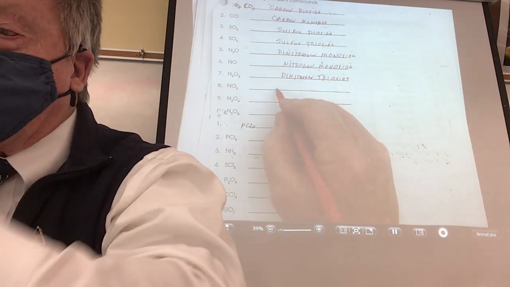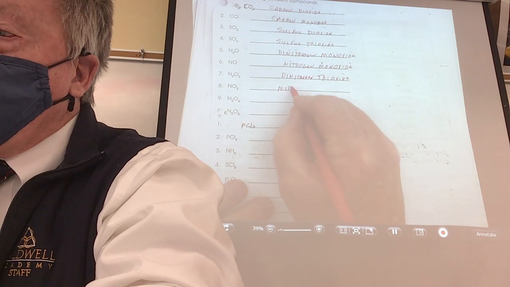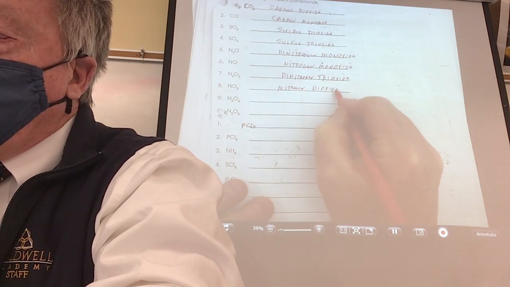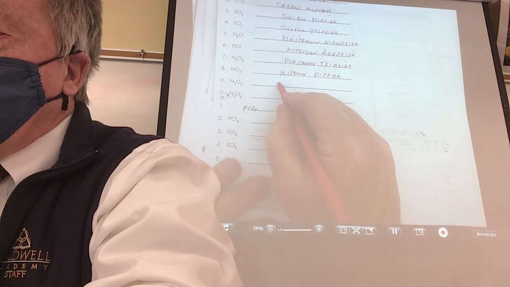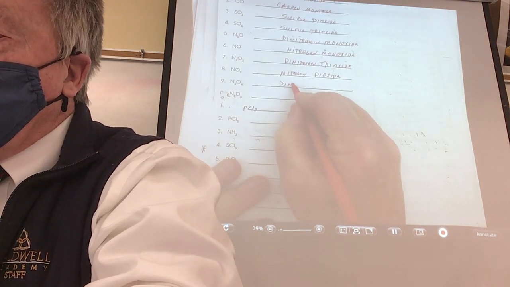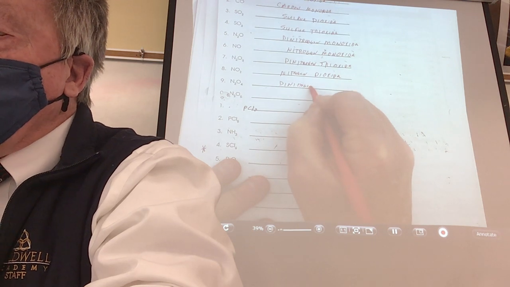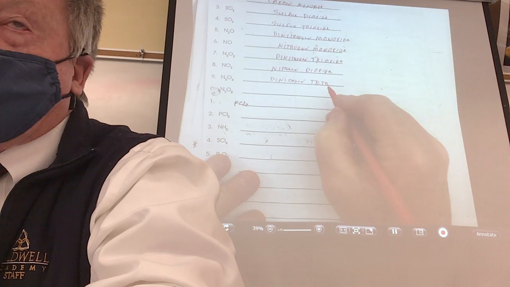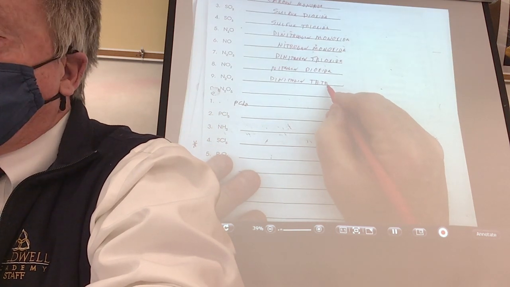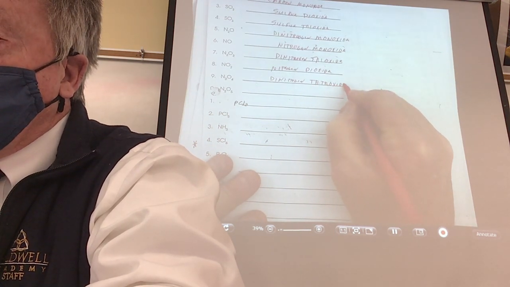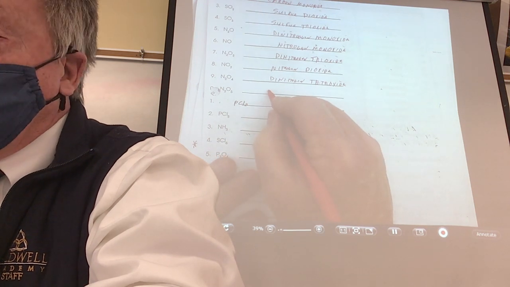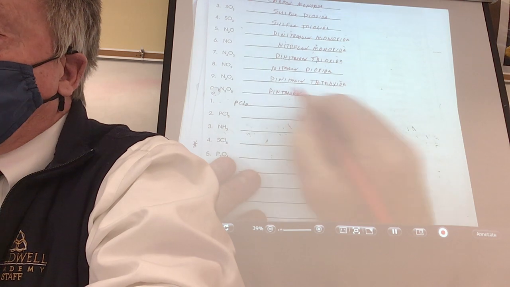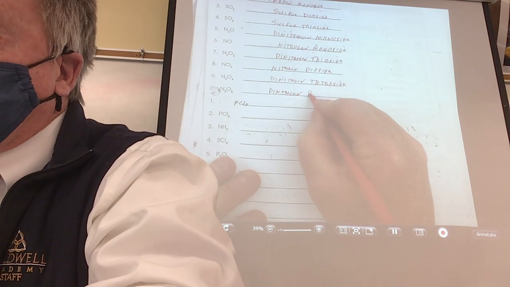All right. Next, go. Nitrogen dioxide. Okay, go. Dinitrogen tetroxide. Yes. Instead of saying tetraoxide, you say tetroxide. All right, go. Dinitrogen pentoxide. Dinitrogen what? Pentoxide.